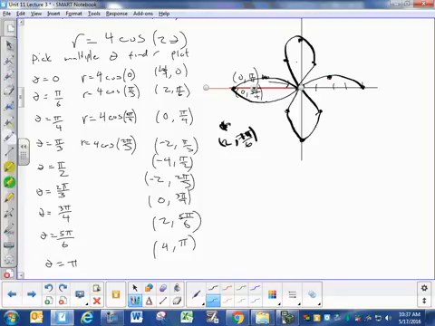Keep going. I have 2 more points. I have 11 pi over 6. That'd give me a radius of positive 2. And I'd have 12 pi over 6, or 2 pi. That'd give me a radius of 4.